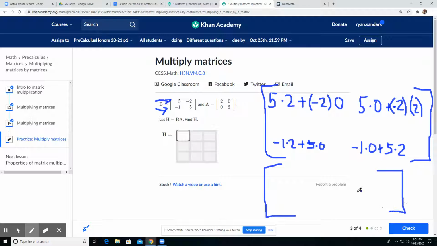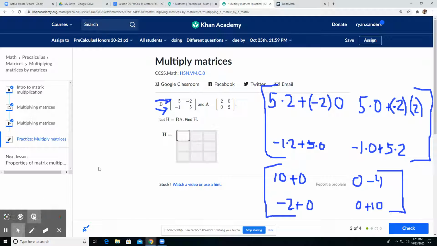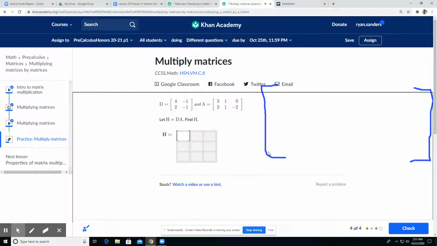Okay, so I'll go ahead and just do one more simplification here, and then we'll write out our answer. All right, so 5 times 2 is 10 plus 0. It's easy. Negative 2 times 2 is negative 4. Negative 1 times 2 is negative 2 plus 0, 5 times 0. And negative 1 times 0 is 0. 5 times 2 is 10. All right, so that gives us our answer of 10, negative 4, negative 2, and 10. Just confirm, everything looks good.